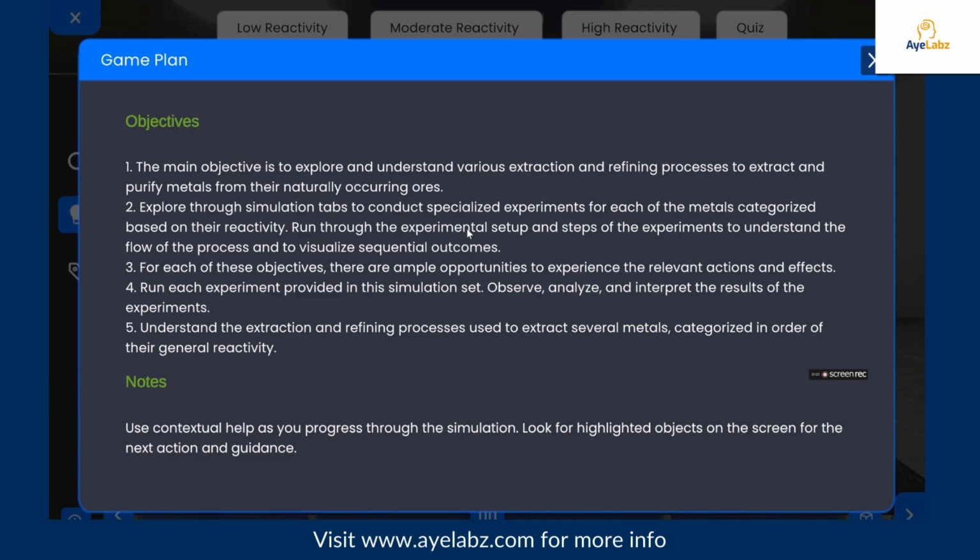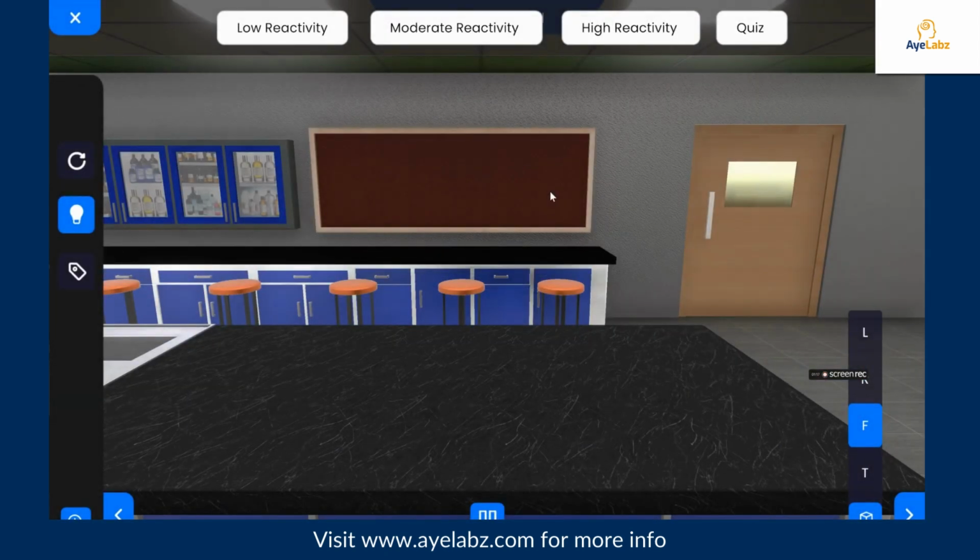If you are a new user, I would recommend you to go through this section thoroughly to understand the simulation and to enhance your teaching practices. Let me close this game plan. This simulation covers three main categories of metals based on their reactivity: low reactivity, medium or moderate reactivity, and high reactivity. Each category uses different extraction techniques. Let's begin by exploring these techniques step by step.